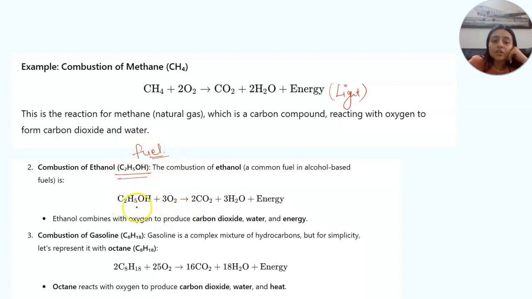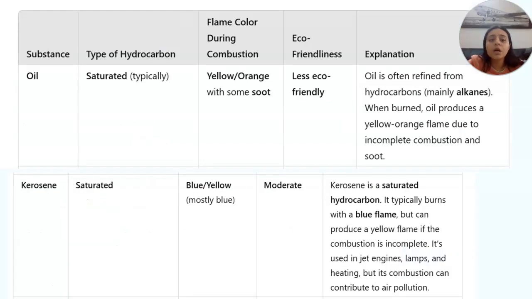So there is a reaction. C2H5OH is ethanol. We already have learned that when there are two atoms of carbon, we call it eth, and there is the functional group OH, so it is ethanol, which when it reacts with oxygen, it will give out carbon dioxide. So it's a fuel reaction. All right. So this was about the combustion.